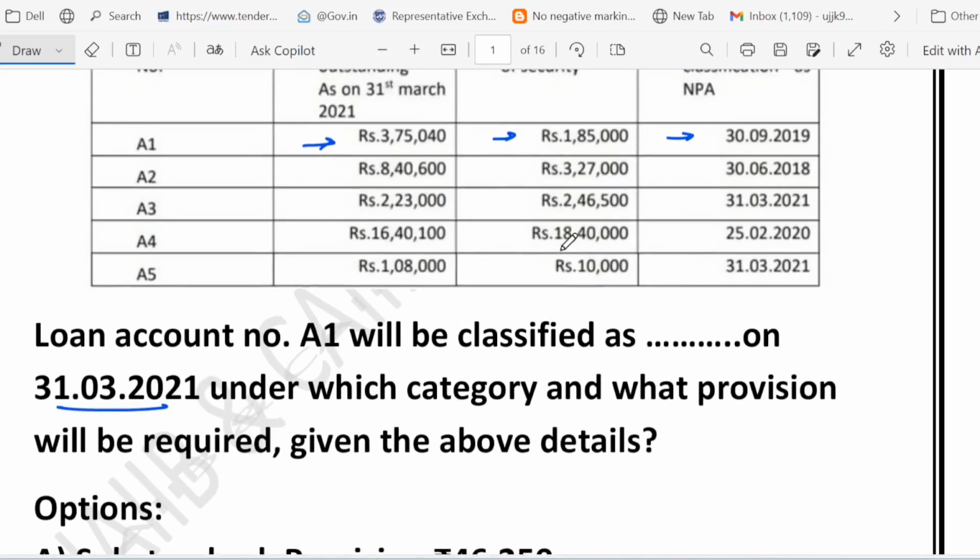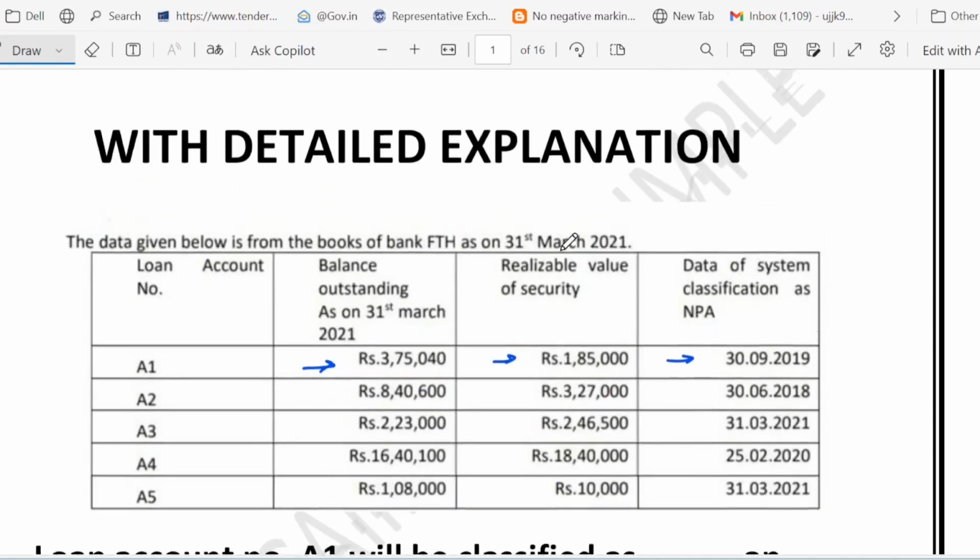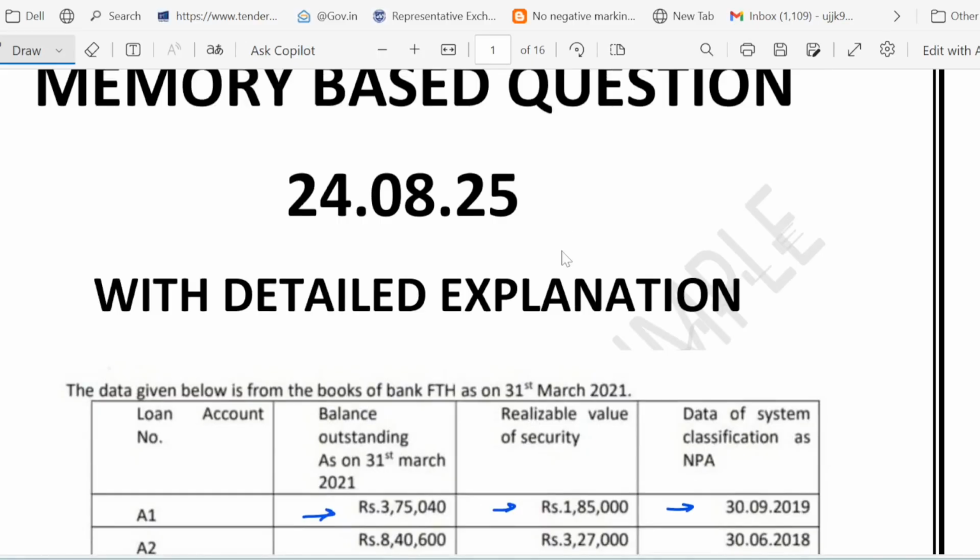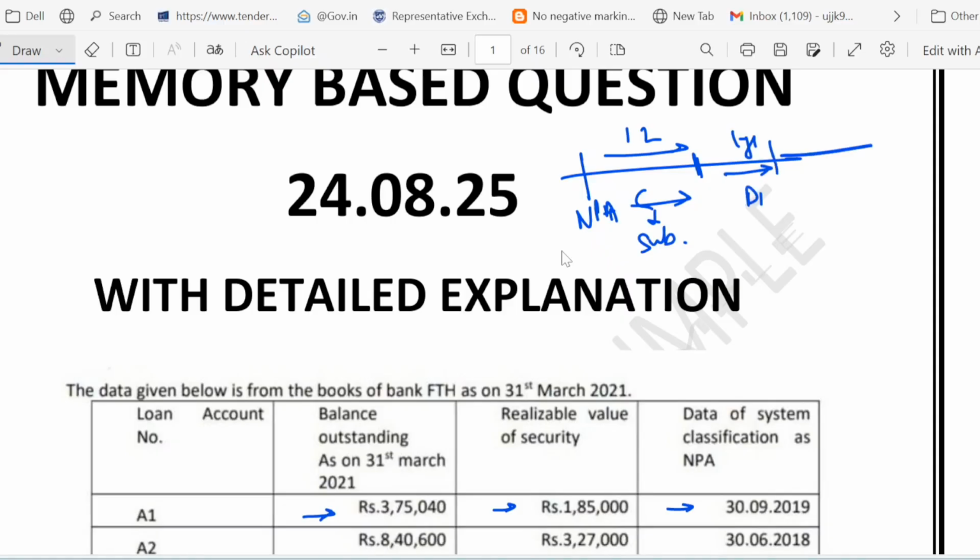So friends, first of all, basics. Let me clear the basics of NPA categories here. You know it very well. For the first 12 months after an account becomes NPA, it remains substandard. After that it moves to D1, up to 1 year. From 1 year to 3 years, it remains D2, and after more than 3 years, it will become D3. And if the loan is completely hopeless and nothing can be recovered, it becomes loss.